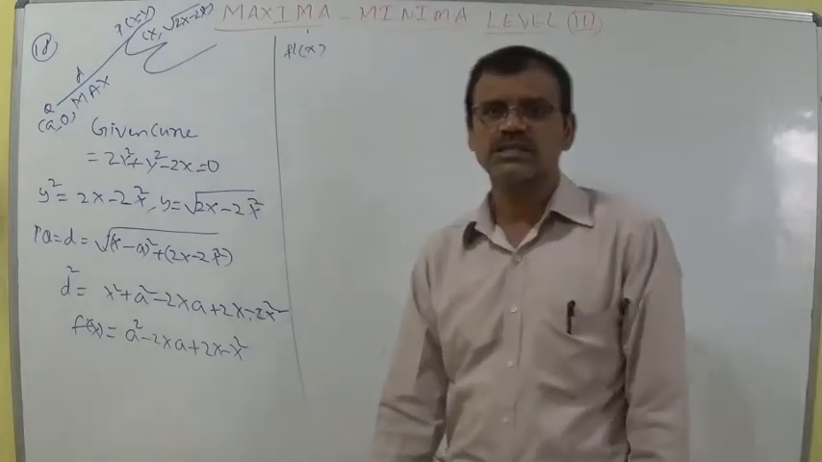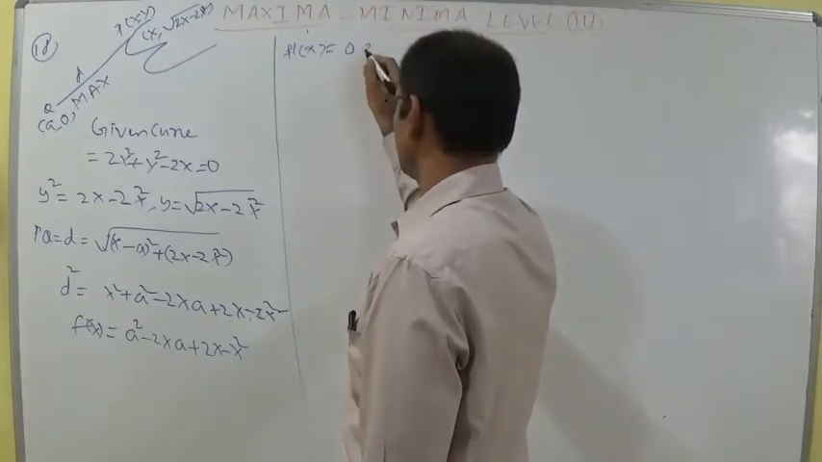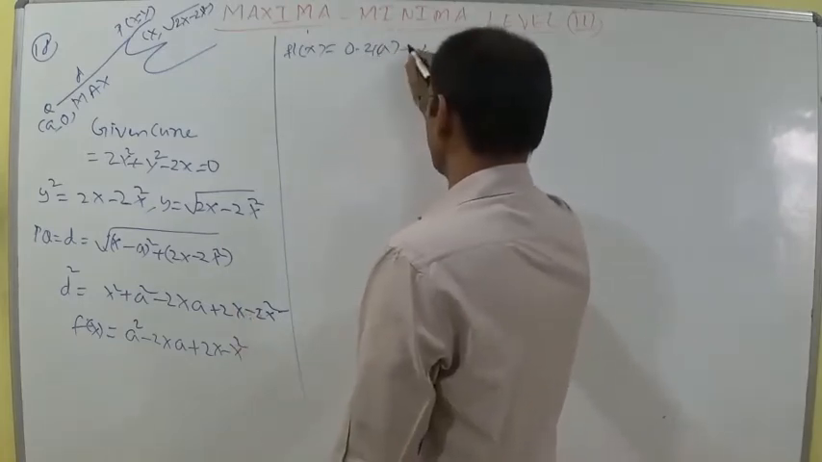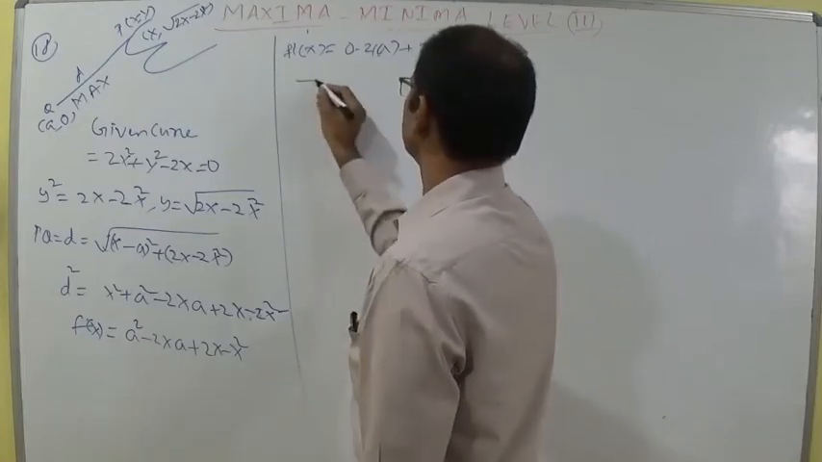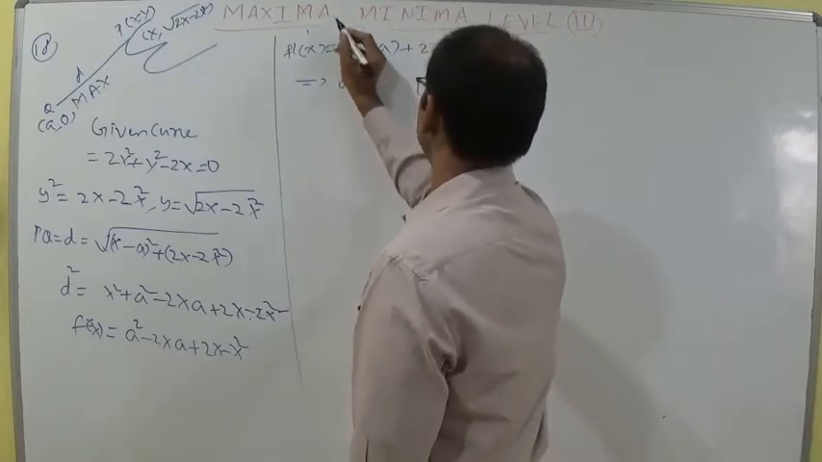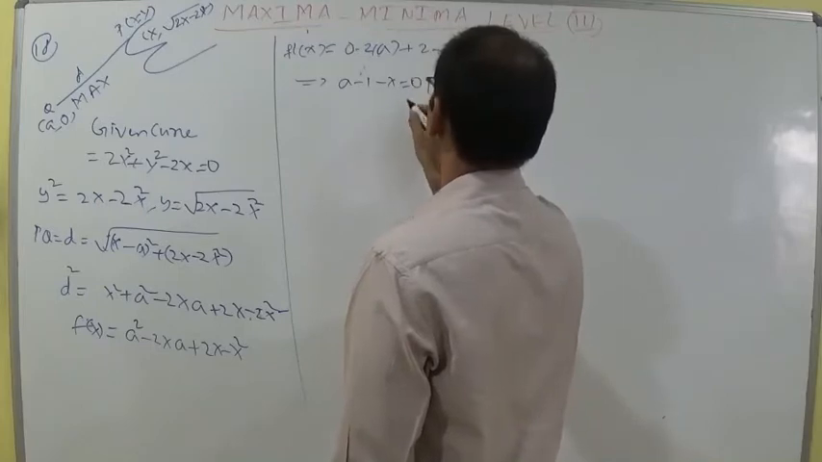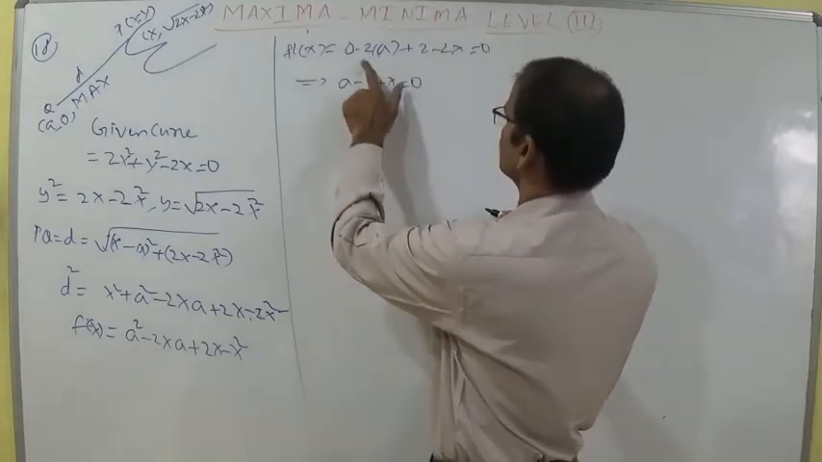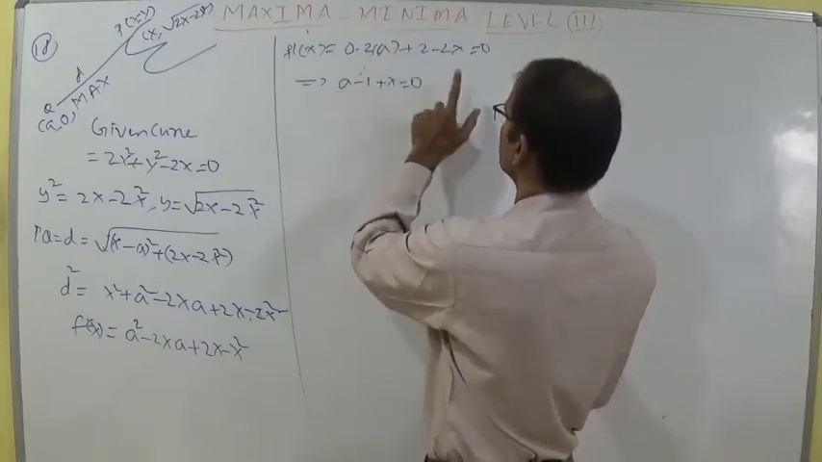To find the distance's min or max, f dash x is equal to 0. So a square here, first the derivative is 0. And you can write here x derivative 1, so minus 2a plus 2 minus 2x equal to 0. With 2, with minus 2 you can divide it. So it becomes a minus 1 minus x equal to 0, plus x equal to 0, because minus with minus got divided.